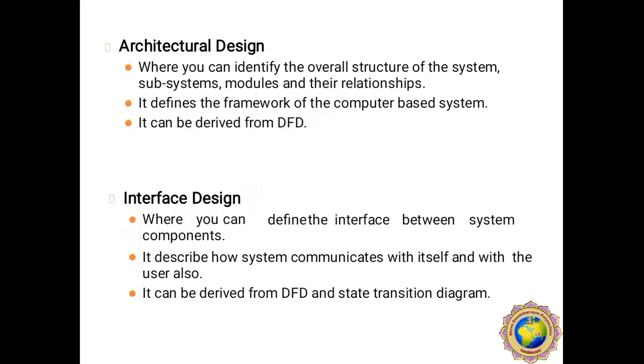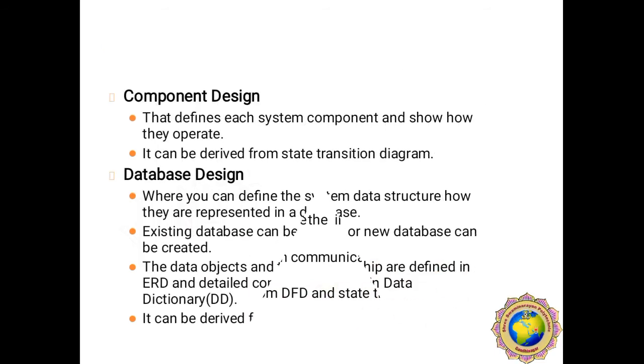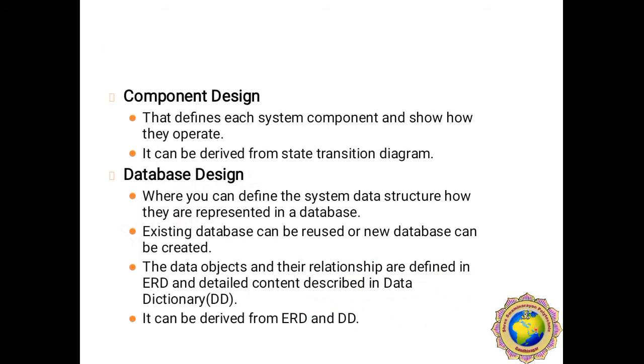Okay. The second classification of design is interface design. Here you can define the interface between system components. It describes how the system communicates with itself and with the user also, and it can be derived from the data flow diagram and state transition diagram. Okay. Next, component design. Component design defines each system component and shows how they operate. It can be derived from the state transition diagram.